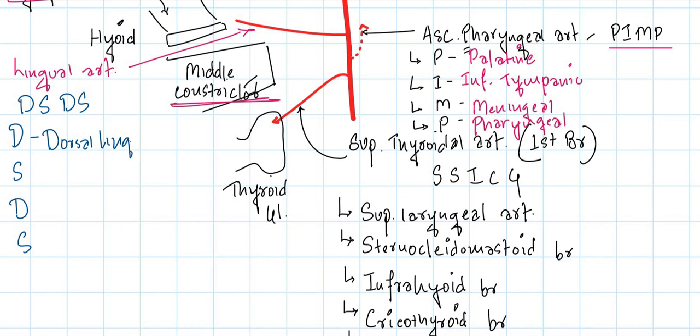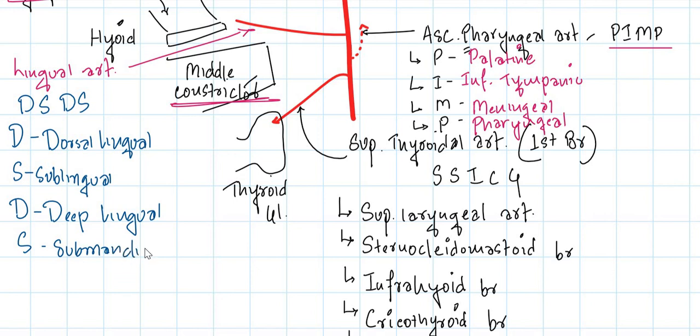About these arteries we will also discuss in different tutorials. So this is dorsal lingual, sublingual, deep lingual, and finally submandibular. So these are the different branches: dorsal lingual branch, sublingual branch, deep lingual branch, and submandibular branch. These are the arteries which are actually branches of the lingual artery. So that's about the lingual artery.